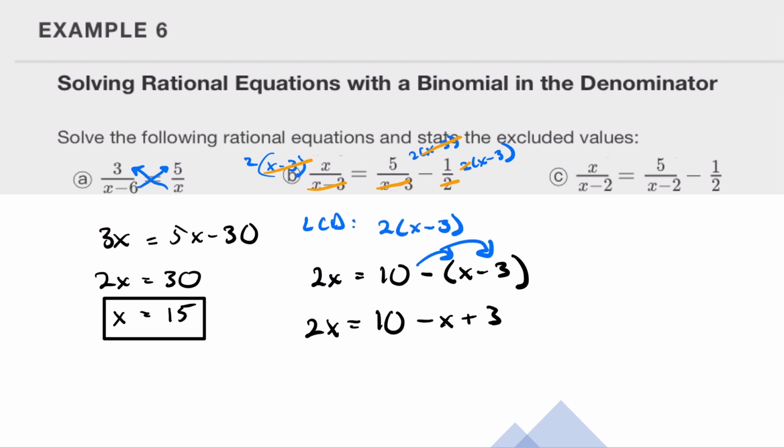And then we can add x on both sides. We'll get 3x equals 13. So then x equals 13 over 3. I feel like I'm missing something.